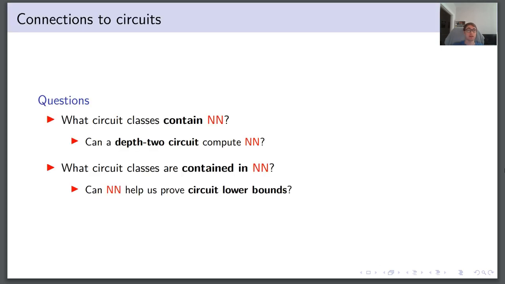So in particular, what circuit classes contain NN? Can we implement NN on a depth 2 threshold circuit? And what circuit classes are contained in NN? So in particular, can NN help us prove circuit lower bounds?